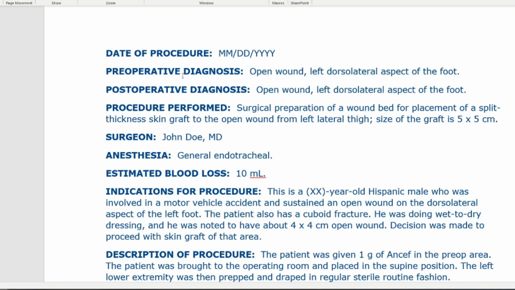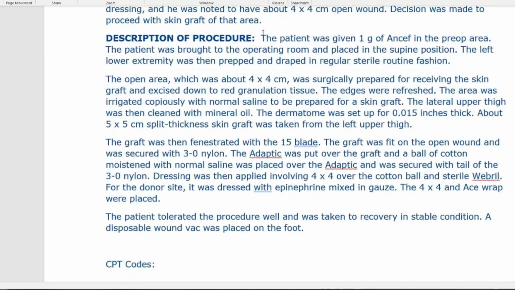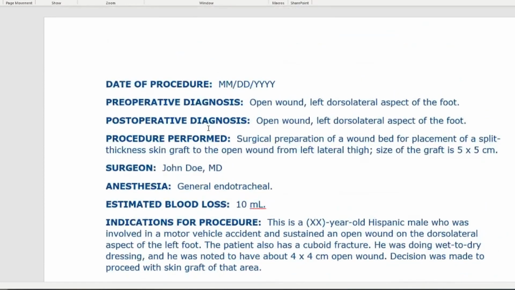So we have a patient that comes in, open wound, left dorsolateral aspect of the foot. And it's saying the procedure performed was a surgical preparation of a wound bed for placement of a split thickness skin graft to the open wound from the left lateral thigh. Size of the graft is 5 by 5, so that's our graft size. So this procedure performed is always a good jumping off point, but make sure when you're coding for op reports, you always validate what's going on in the description of the procedure, because sometimes it's different, sometimes the methods change, and sometimes there are things that providers include in here that can be coded for that are not in this description of the procedure performed.